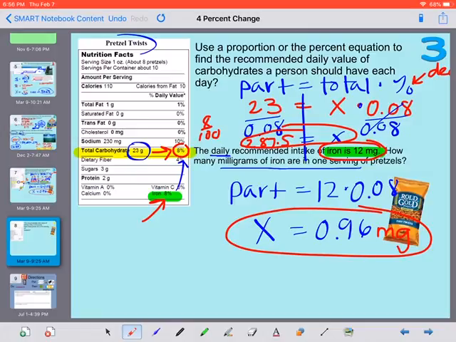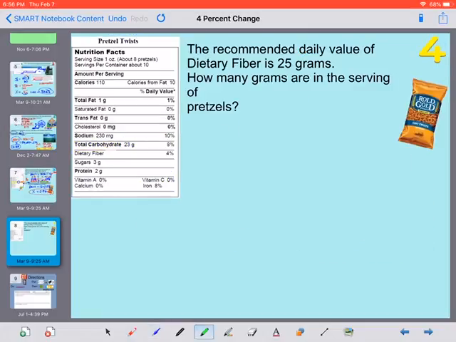Last question. It says the recommended daily value of dietary fiber is 25 grams. If they're telling you daily value, that means the whole thing in one whole day. How much you get in one day. That's the total amount that you should get. How many grams are in the serving of pretzels? So we're looking for fiber. Fiber right here, dietary fiber is 4%.